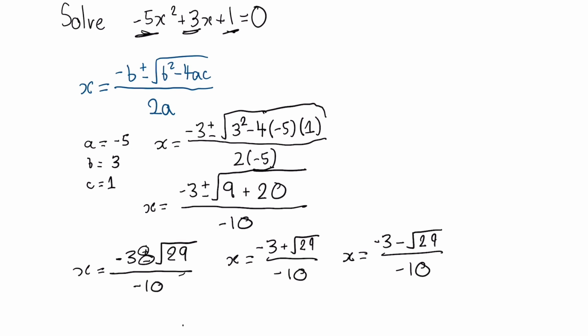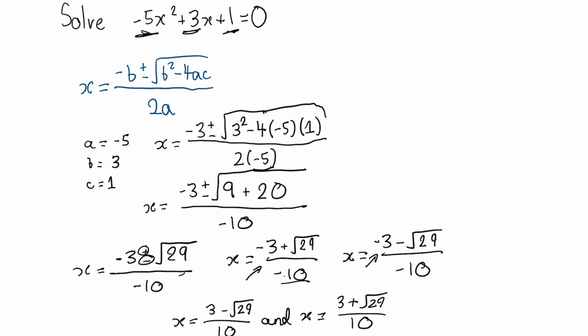So our two solutions are x is equal to, so we do this one and we times the top and bottom by minus 1 to get rid of this minus 10 on the bottom. So we have 3 minus root 29 over 10, and x is equal to, again, times top and bottom by minus 1 here. So we have 3 plus root 29 over 10. And those are our solutions.